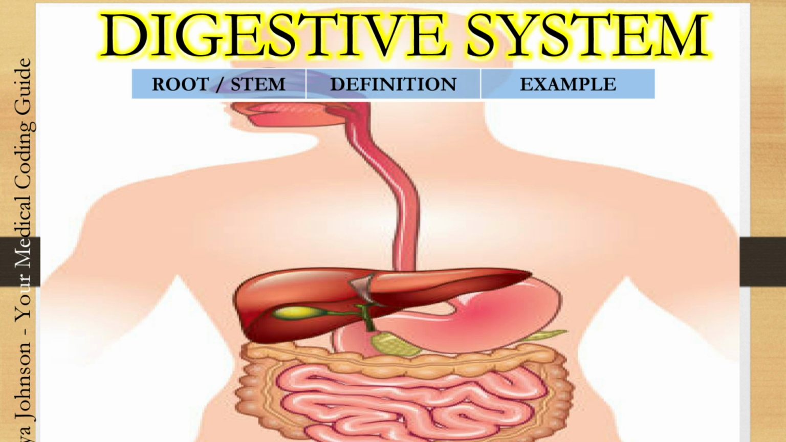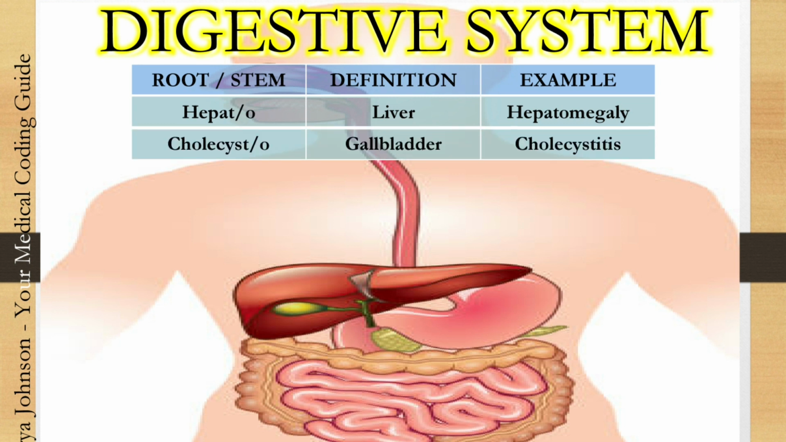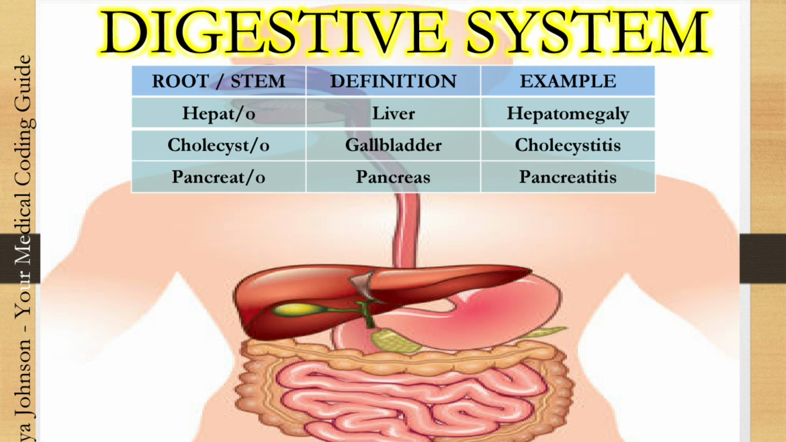The other organs which also make a part of the digestive system are covered by hepato. Hepato means liver. Example, hepatomegaly. Megaly means enlargement. So enlargement of the liver. The next one is cholecysto. Cholecysto means gallbladder. Example, cholecystitis. It means inflammation of the gallbladder. The next one is pancreato. Pancreato means pancreas. Example, pancreatitis.